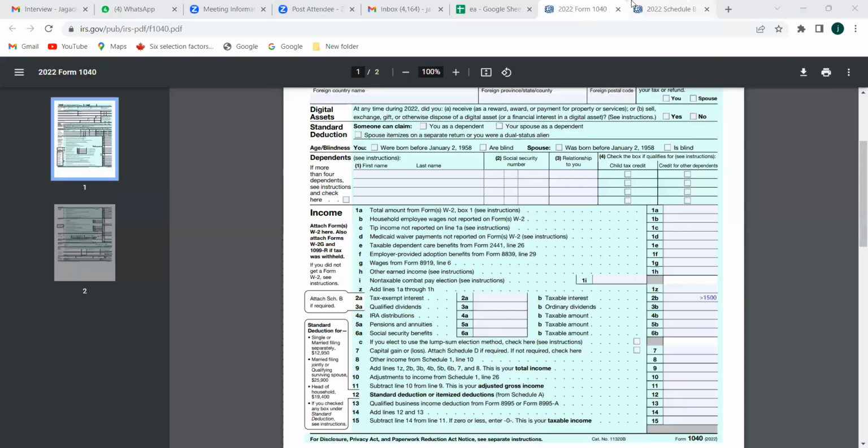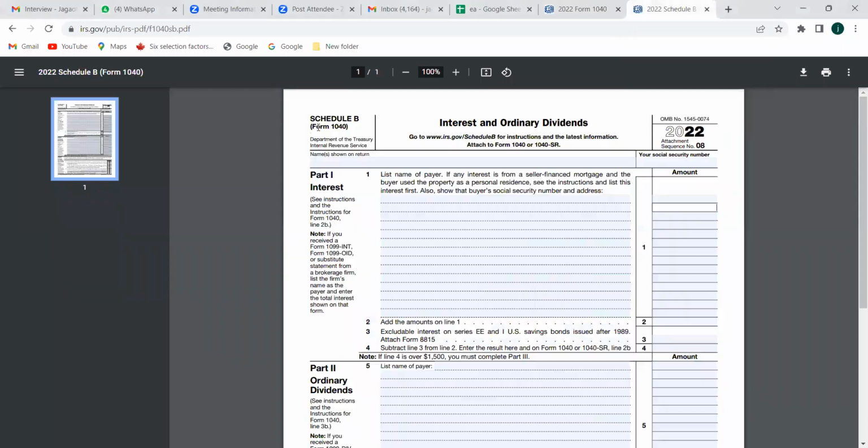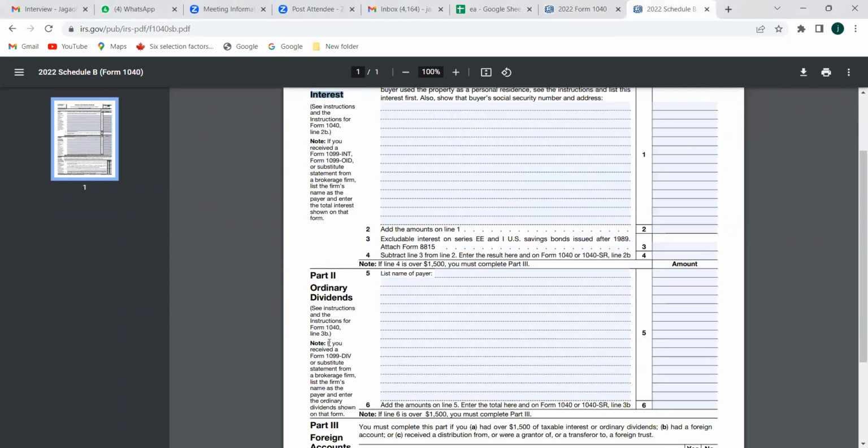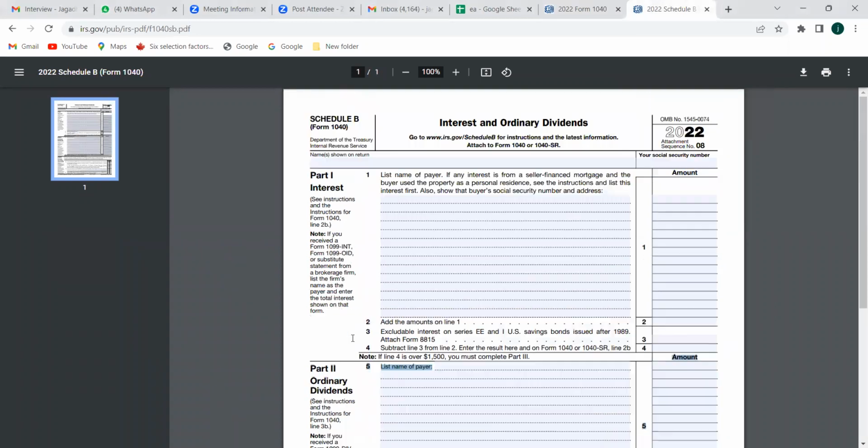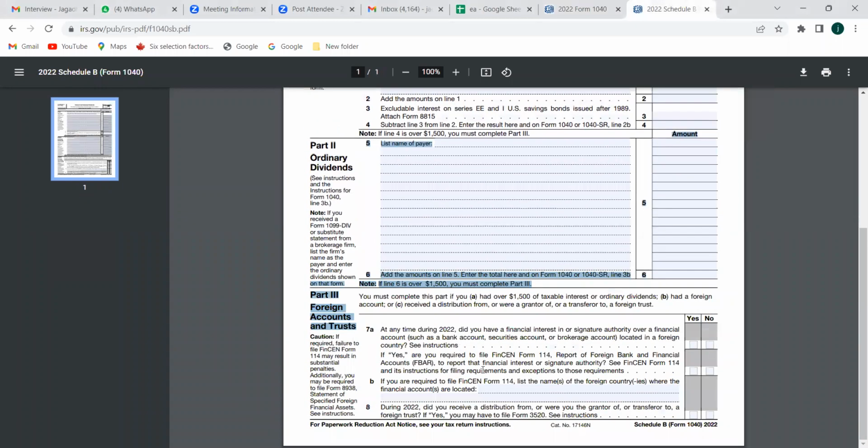Done. In Schedule B, Part 1 is for interest, Part 2 is for ordinary dividends, and Part 3 is for FBAR. We had discussed FBAR, since it is Form 114.